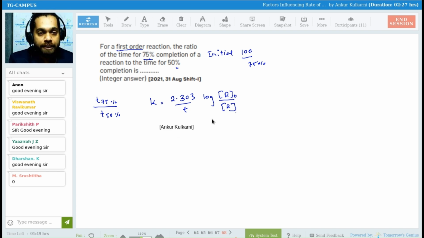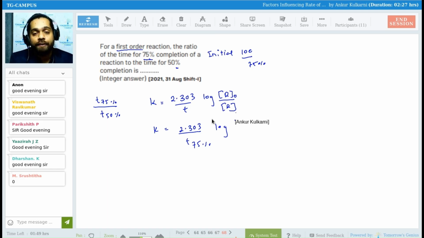So over here, K is equal to 2.303 over T 75%, because we have considered 75%, log, since it is a percentage, initial value we will consider as 100. Final value will be what? After 75% completion of the reaction, since initial value is 100, the final value will be 25. Is it clear, everyone? Yes or no in the chat box?